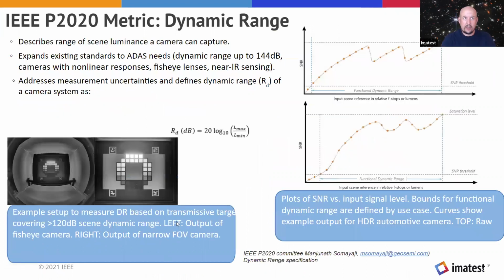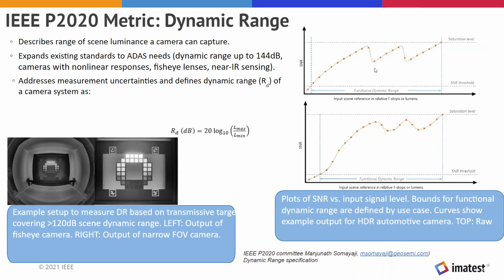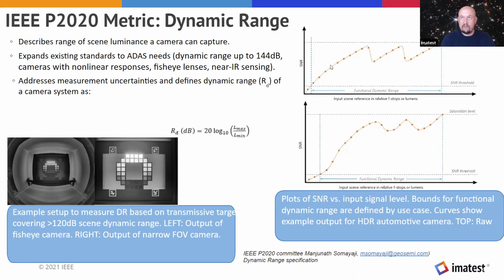For dynamic range, the challenge is to deal with these different types of exposure combination. Sometimes you may have multiple exposures leading to a single image, as you can see in the upper right image. So if you see a signal to noise ratio like this, where it's going up and down, this is a sign that something interesting is happening.